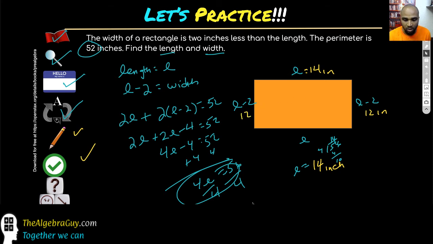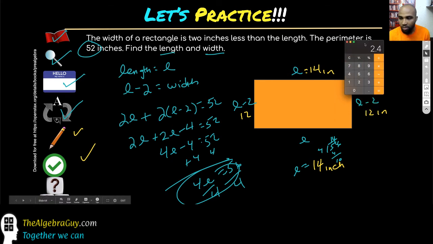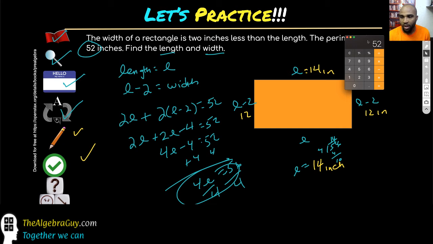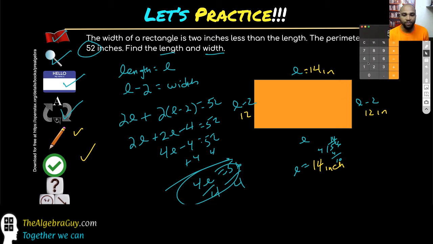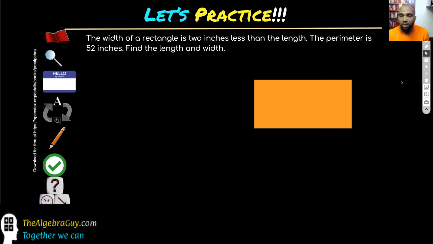I'm going to double check it using my calculator. Make sure I put these in right. So 14 plus 14 plus 12 plus 12. Yay, 52. So it looks good. We checked it, and we can move on to our next problem.